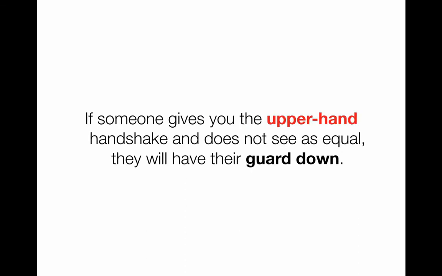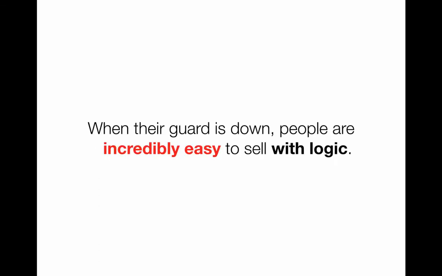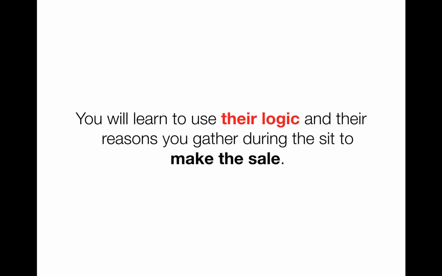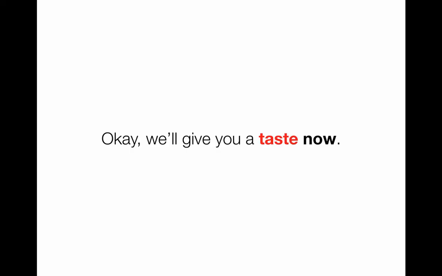If someone gives you the upper hand handshake, and does not see you as an equal, they'll have their guard down. And when they have their guard down, people are incredibly easy to sell with logic. You'll learn to use their logic and their reasons that you gather during the sit to make the sale. We'll give you a little more on that later. Okay, we'll give you a little taste right now.